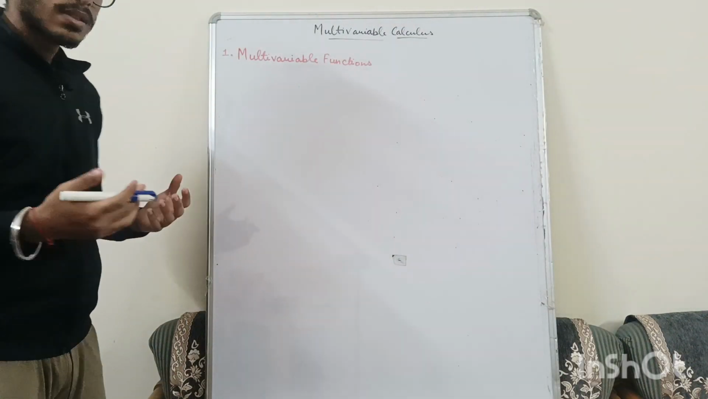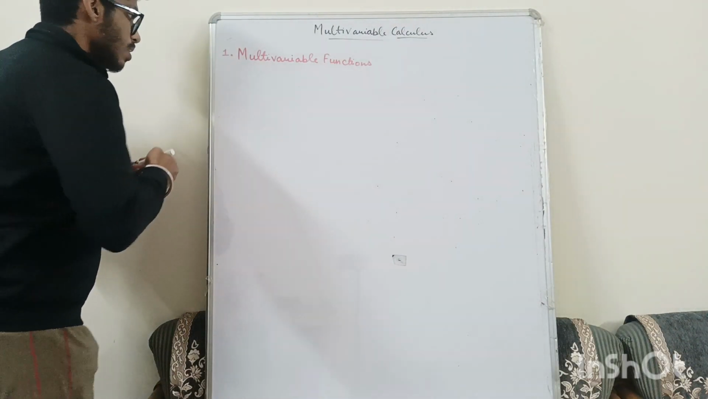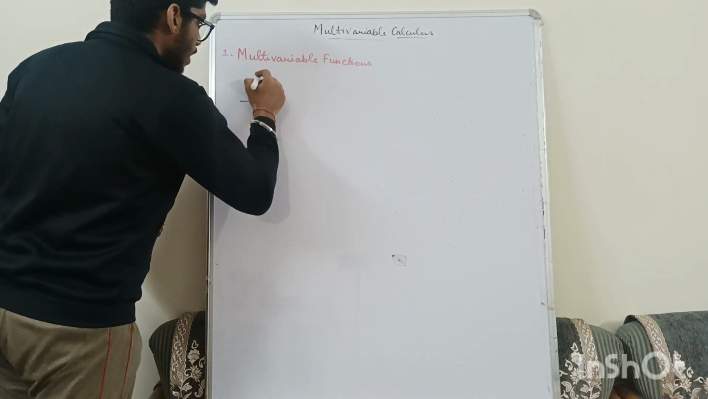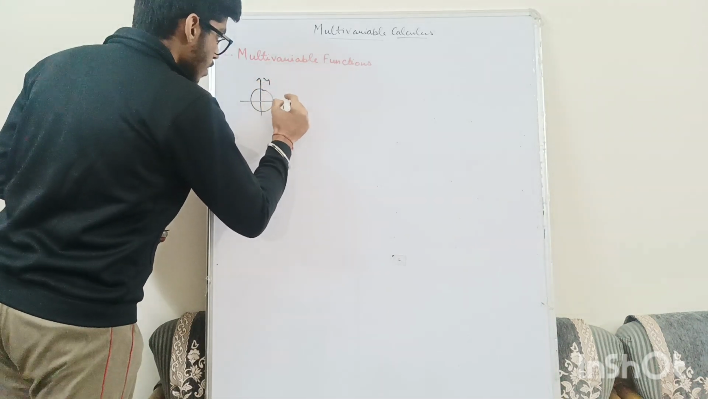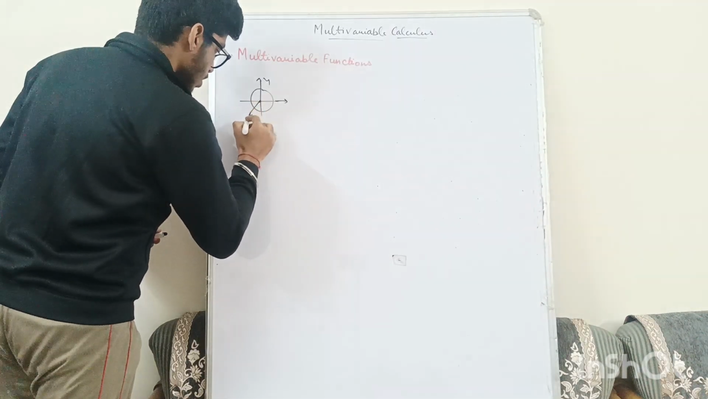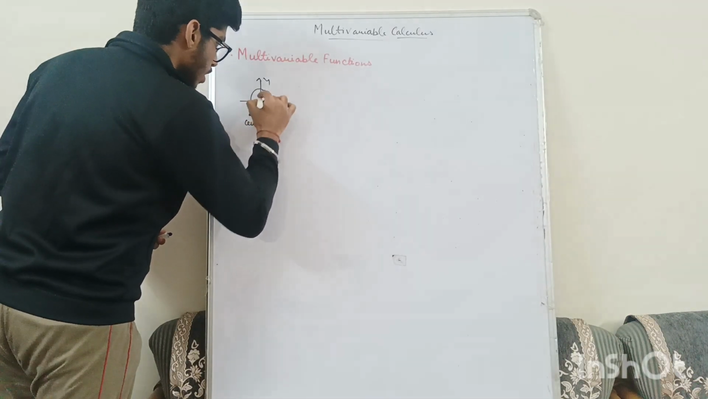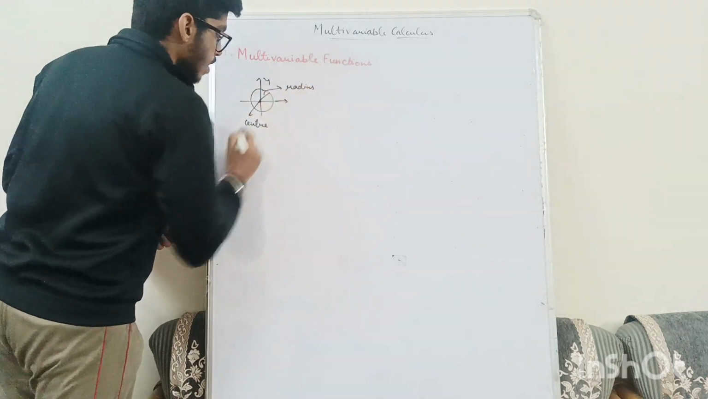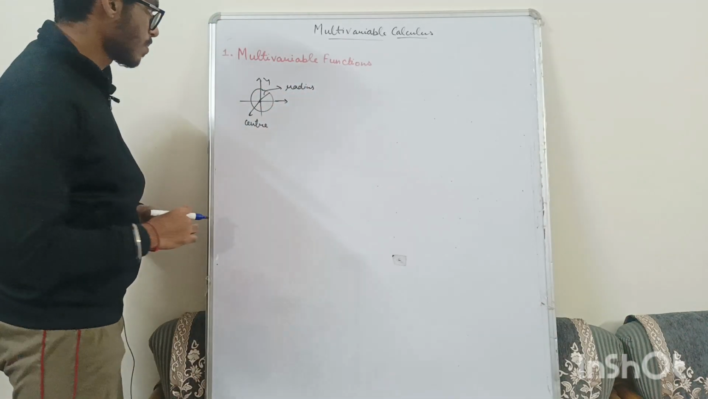And we know that a circle is nothing but the locus of all points that are at a fixed distance from a fixed point. The fixed point is the center, this is the center, and the fixed distance is the radius. Right? We all know about this.